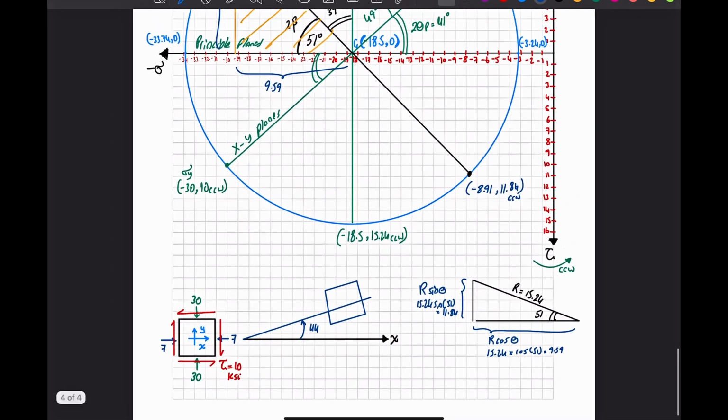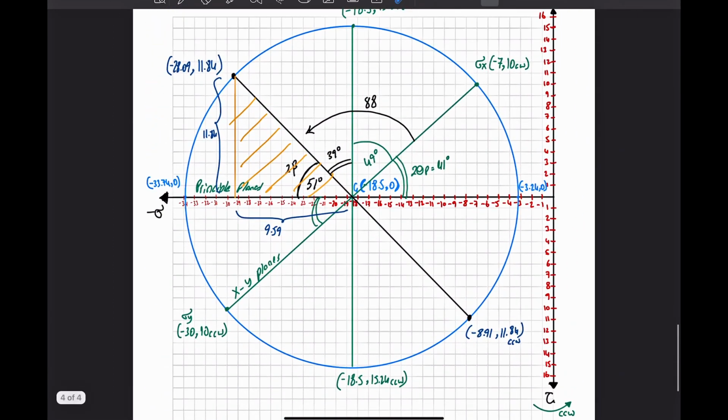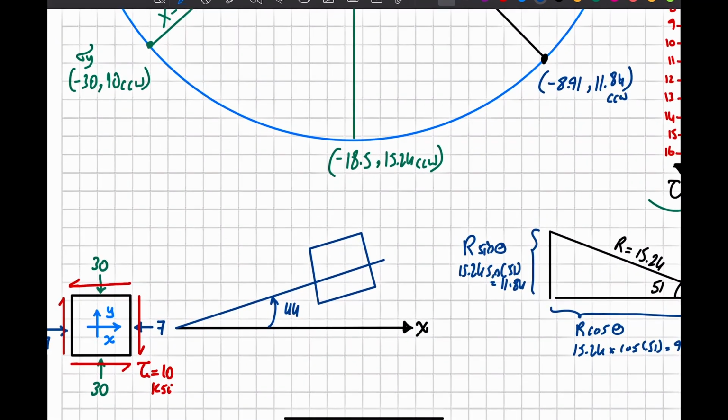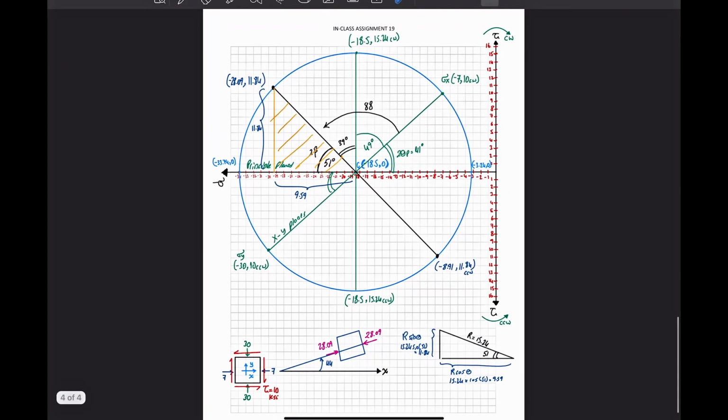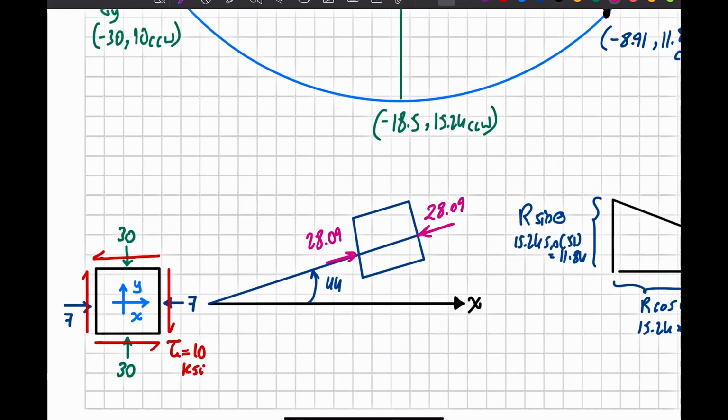Okay, let's now fill this graph. So the x went from -7 to -28.09. That's the stress. The shear went from 10 clockwise to 11.84 clockwise also. So I'm still clockwise, so I'm going to say 11.84 and here 11.84. Okay, so we finished the x.